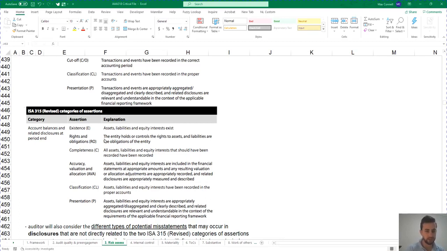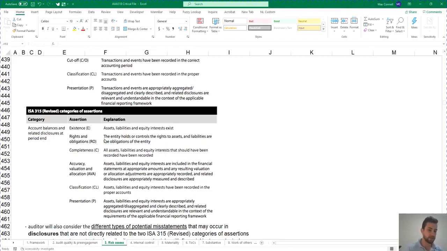Okay, next is completeness, so that all assets, liabilities and equity interests that should have been recorded have been recorded. So it's kind of the opposite of existence. Existence is looking on paper and saying, does that exist in real life? Whereas completeness is looking at things in real life and saying, has this been recorded on paper? If I see it in real life, but it's not on the paper, we need to add it onto the paper.